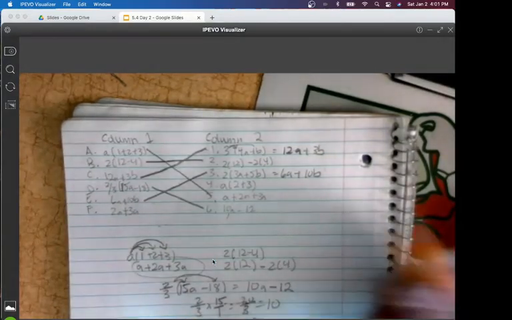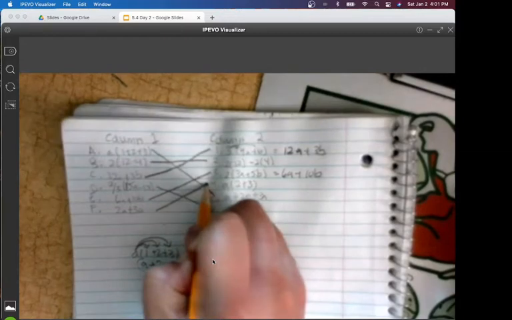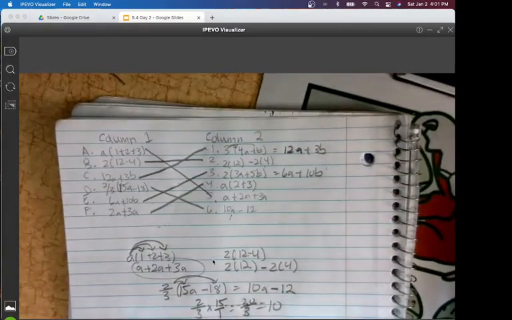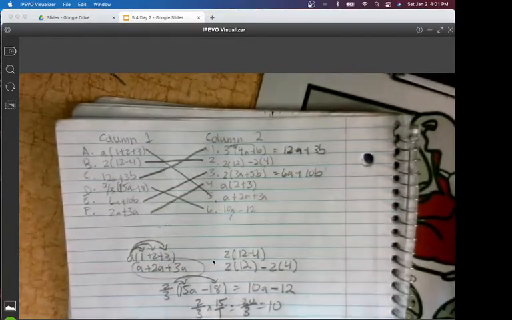And then you can always do the last one, or you can see because it's the last one, you can just connect them. And there we have it. We have matched the columns. That's what we're doing in class.